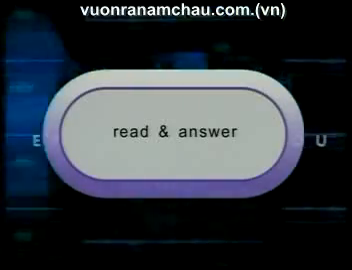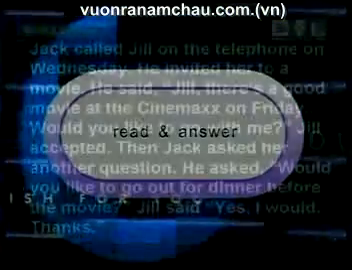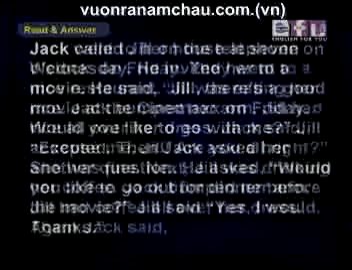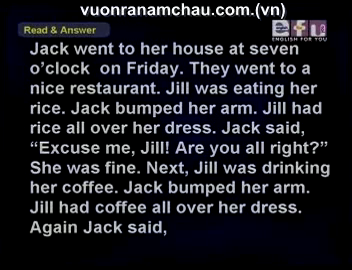Now, read the story and then answer the questions about it. Read and answer. Jack called Jill on the telephone on Wednesday. He invited her to a movie. He said, "Jill, there's a good movie at the Cinemax on Friday. Would you like to go with me?" Jill accepted. Then Jack asked her another question. He asked, "Would you like to go out for dinner before the movie?" Jill said, "Yes, I would. Thanks." Jack went to her house at 7 o'clock on Friday.